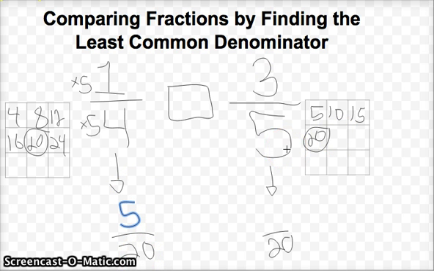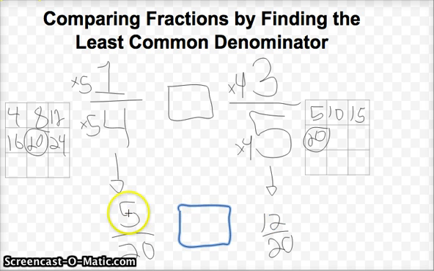So let's do the same thing over here. How did I turn that 5 into a 20? Well, 5 times 1, 2, 3, 4. 5 times 4 gave me 20. What I do to the bottom, I do to the top. 3 times 4 will get me 12. So now I have two fractions that are equivalent to the original fractions. 1/4 is equivalent to 5/20, and 3/5 is equivalent to 12/20. So now that they are cut up into the same size pieces, all I need to do is see which one has more of those pieces. So 12/20 is greater than 5/20.